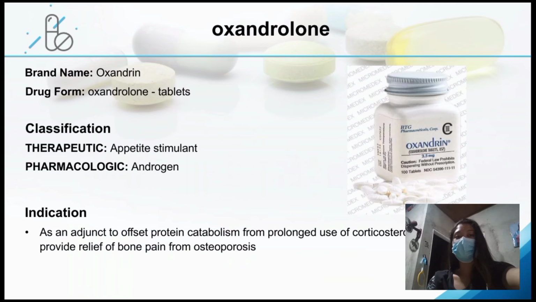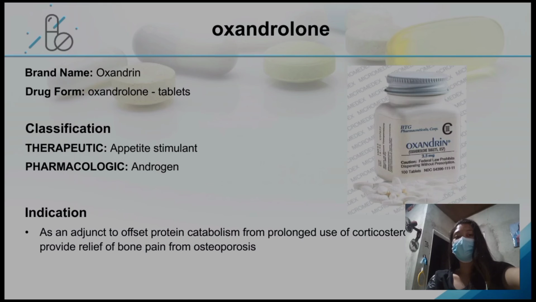Oxandrolone. The brand name is Oxandrin. The drug form of this is tablets. For the classification, the therapeutic class is appetite stimulant. The pharmacologic class is androgen. The indication of this is as an adjunct to offset protein catabolism from prolonged use of corticosteroids and to provide relief of bone pain from osteoporosis.